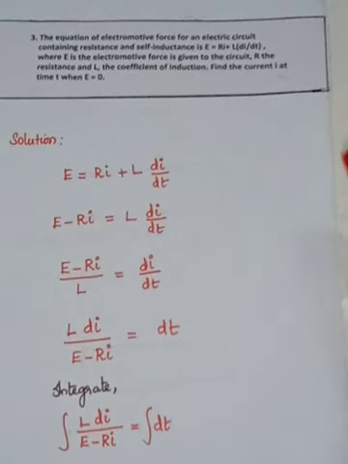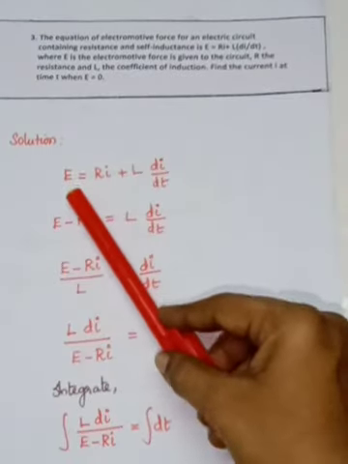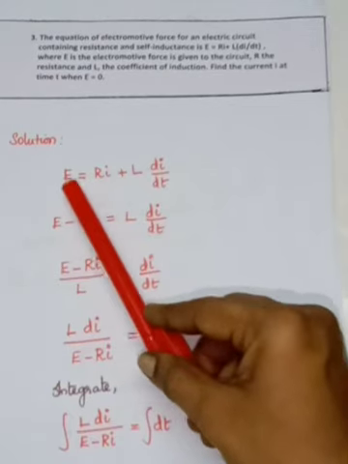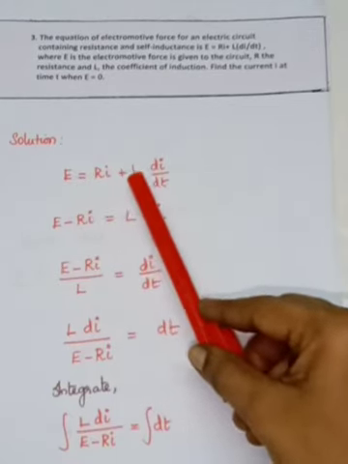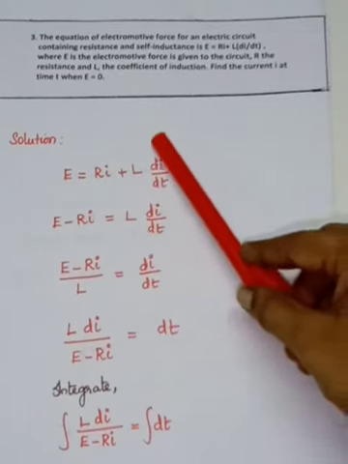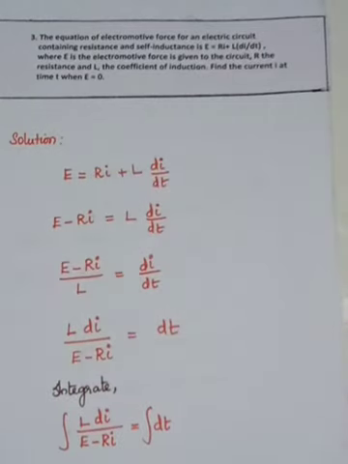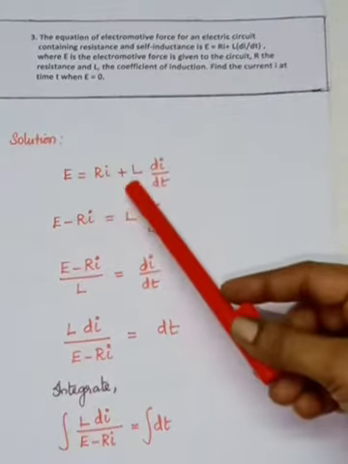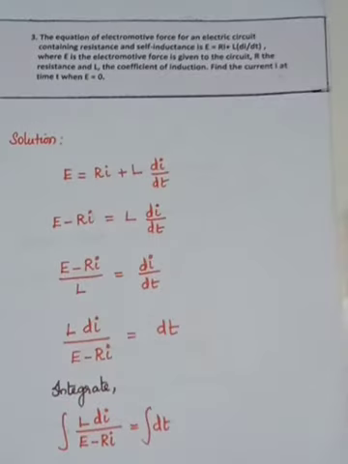So consider the equation. So what is the equation? Here E is equal to Ri plus L into di by dt. So see that di by dt is a derivative, a first order derivative. So it is a first order differential equation. In the previous two problems we formed the differential equation, but in this problem the differential equation is given.